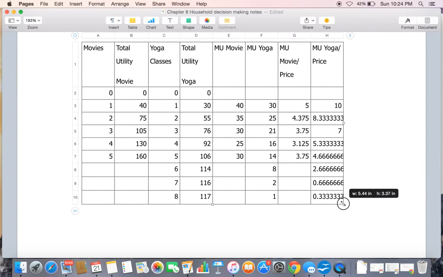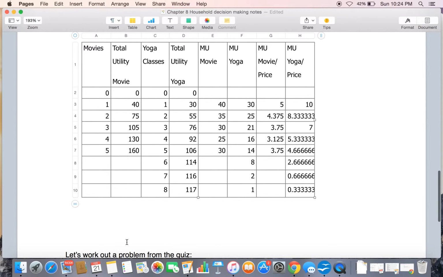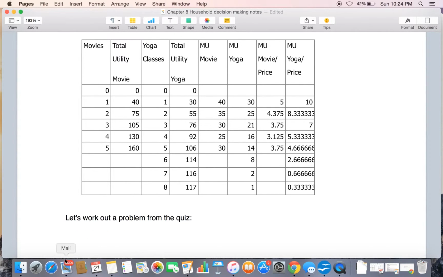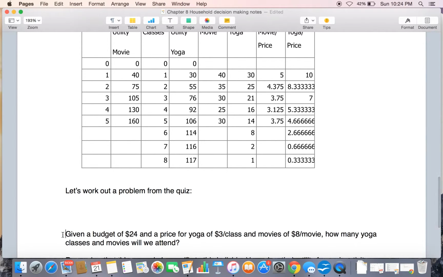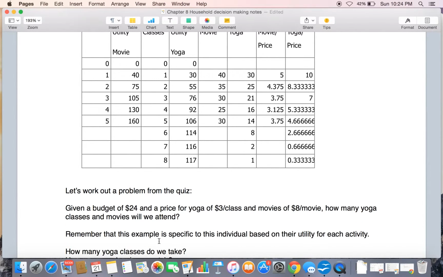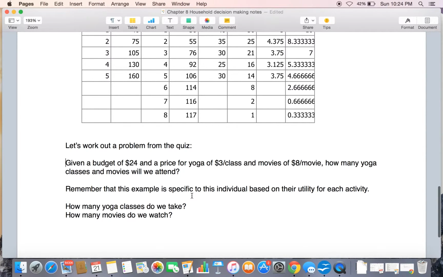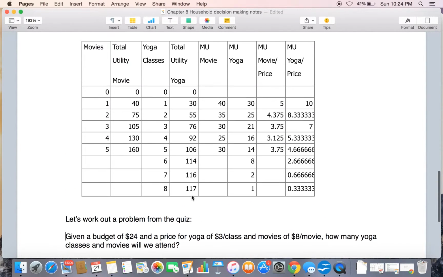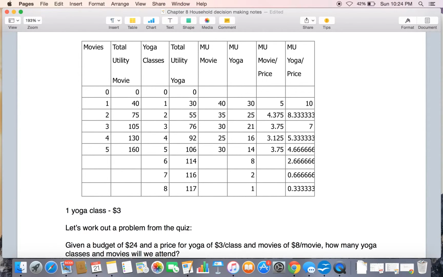Now we're going to shrink this down a little bit so that we can look at it. The first thing we're going to do is say which item gives us the most utility per dollar. And so that would be the yoga class. So we'll go to 1 yoga class, and that's going to cost us $3. The next thing we're going to do is go to another yoga class. That second yoga class is again going to cost us $3, and it's going to give us 8.33 utils per dollar.